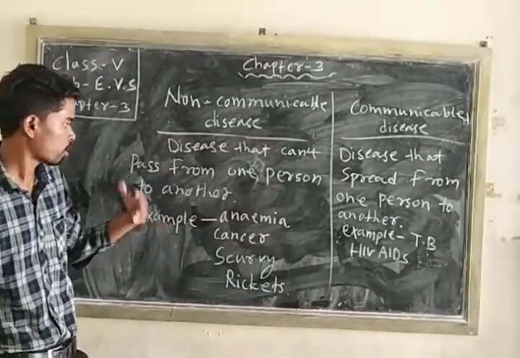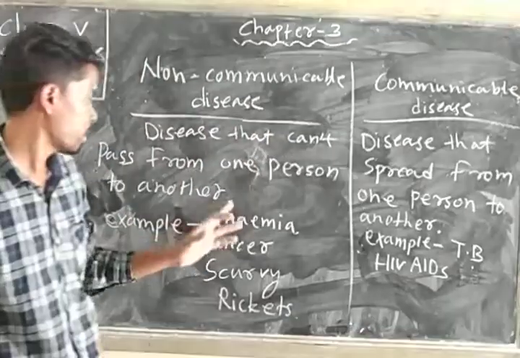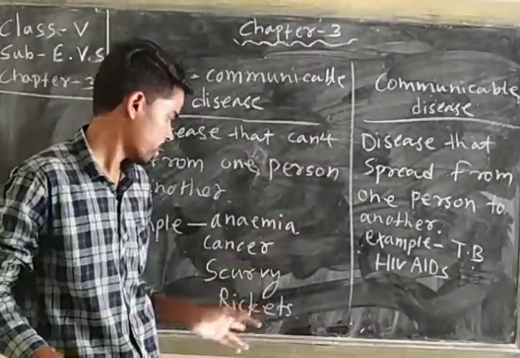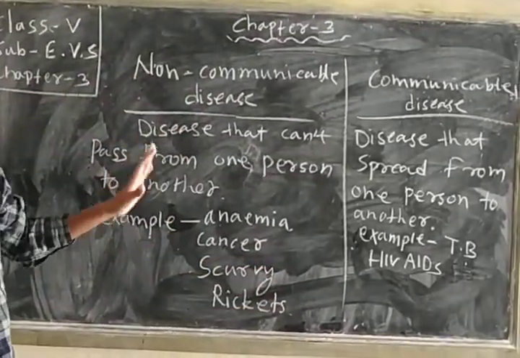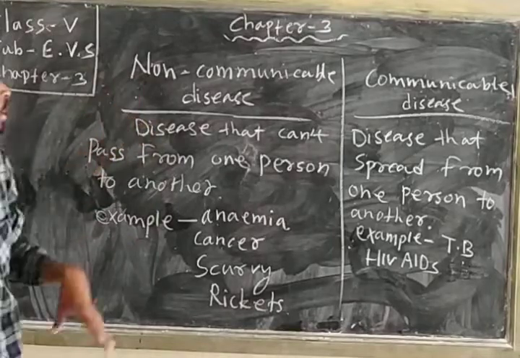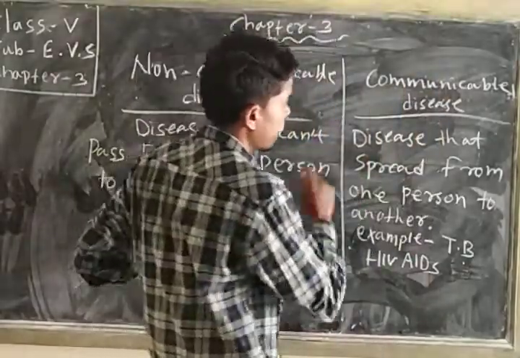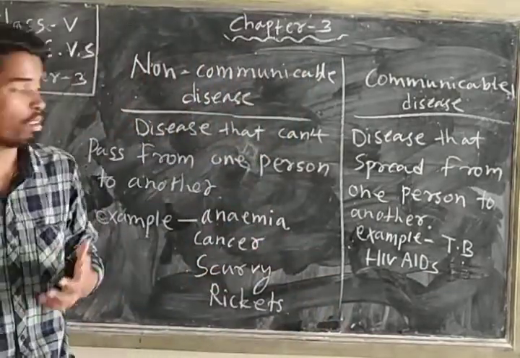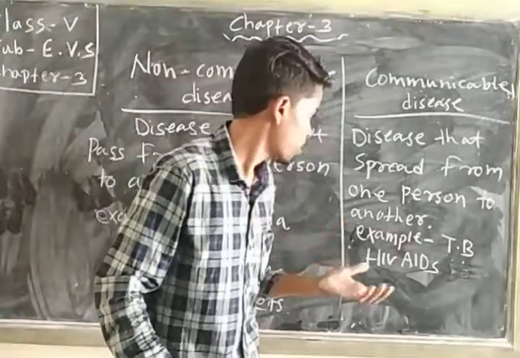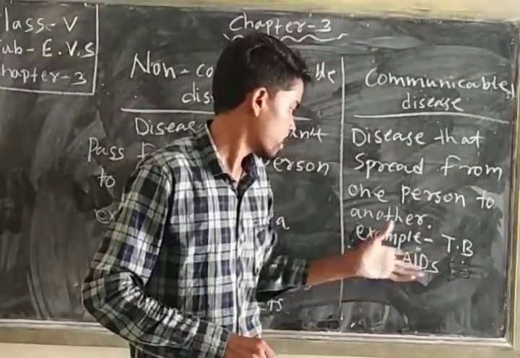Okay, some examples of non-communicable disease are anemia, cancer, scurvy, rickets, and goiter. Okay, so these are non-communicable diseases. And communicable disease is a disease that spreads from one person to another person. Okay, some examples are TB, tuberculosis, and HIV/AIDS.